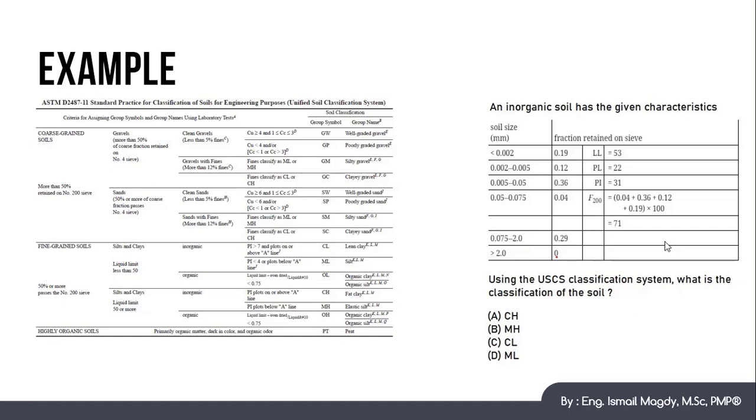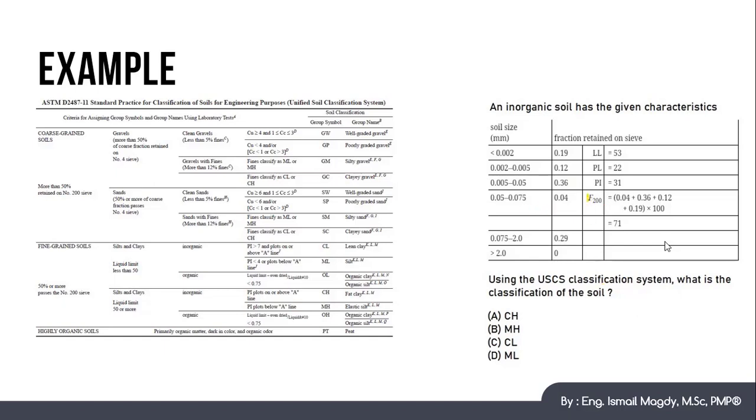At sieve number 2, 0% retained. At the second sieve, 0.29 retained. And we can see here that at 200, it equals 71%. It is not the retained, it means finer. So this means that 71% of the soil is finer than the sieve 200, which has the opening of 0.075.